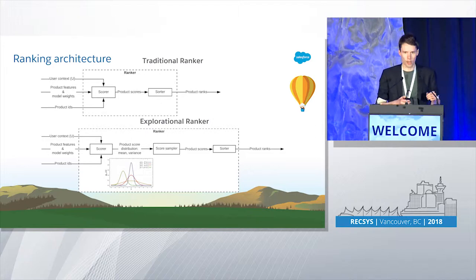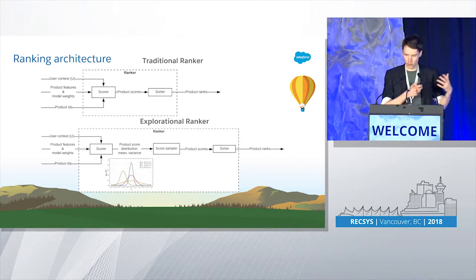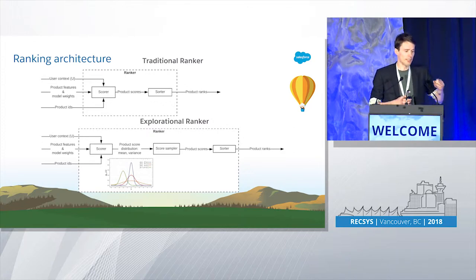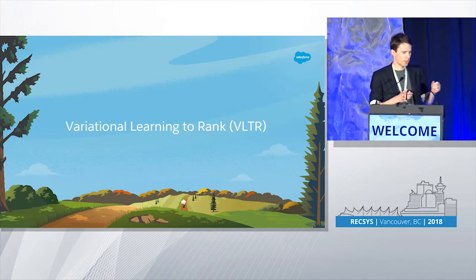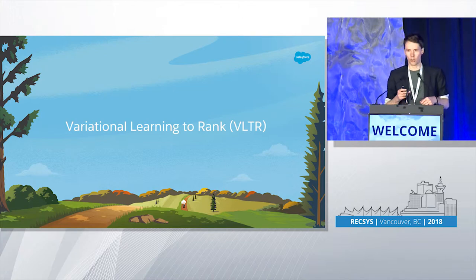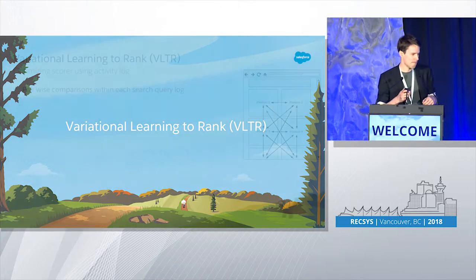Now, in the system we are employing, we put in an extra step. So the score function, instead of creating just a single point estimate, will give you a distribution, given as mean and variance, and then you just sample from this distribution, and that sample is then what you're sorting by. So every time you rank the same product, it will be slightly different because we're sampling from the distribution.